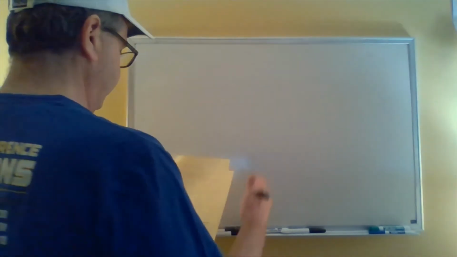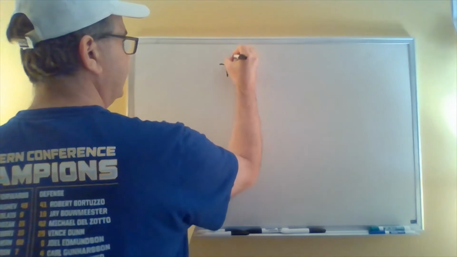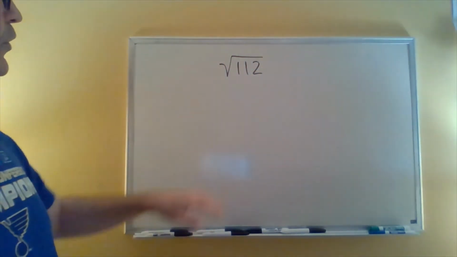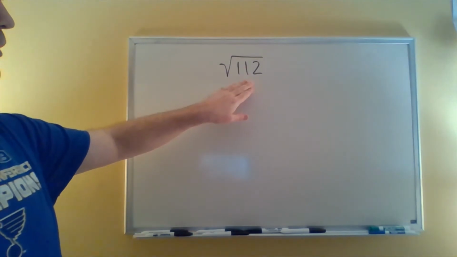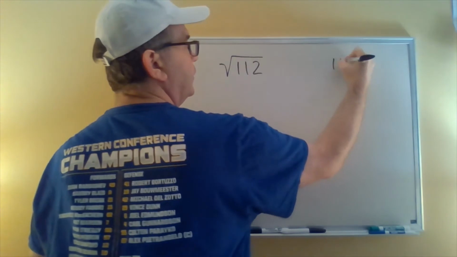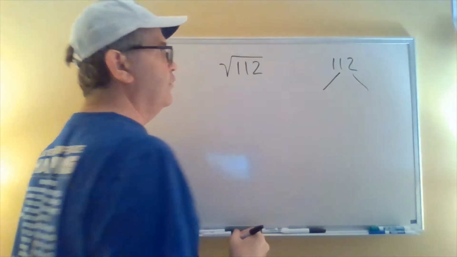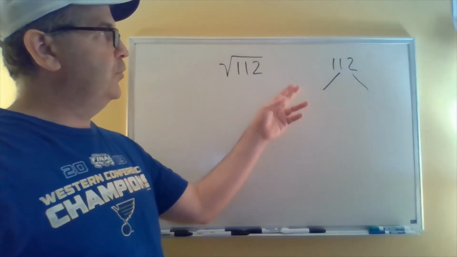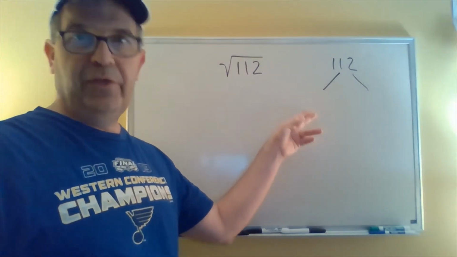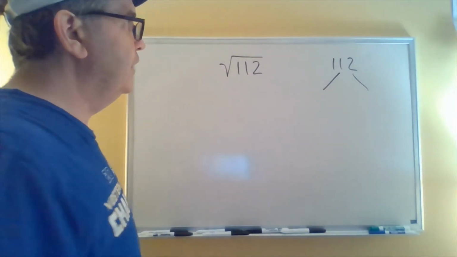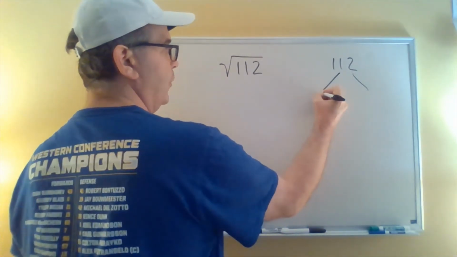On simplifying radicals, we're going to do the square root of 112. How we approach this, we're going to look at this number 112 and break it down into factors. If you remember when we went over this in class, I always said to break these numbers down, always see if they're divisible by 2. And if they're not, if they're divisible by 3. And if they're not, are they divisible by 4 or 5? And so on. So we'll start off with, is it divisible by 2?